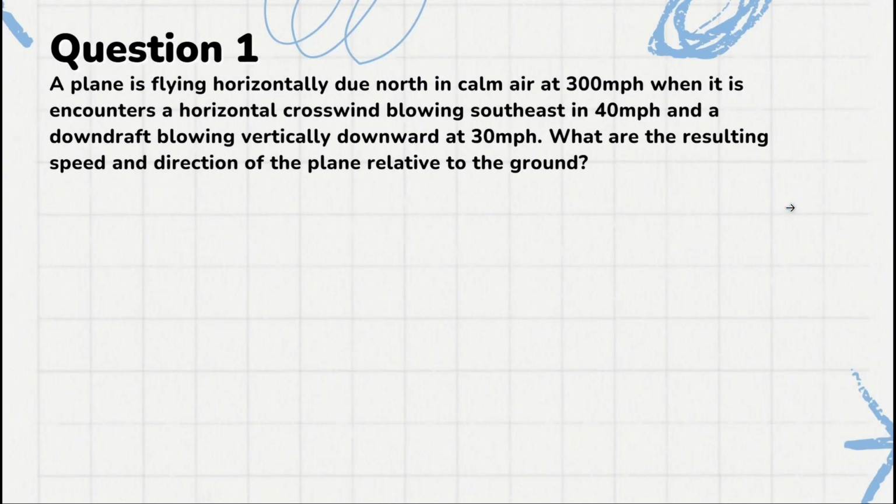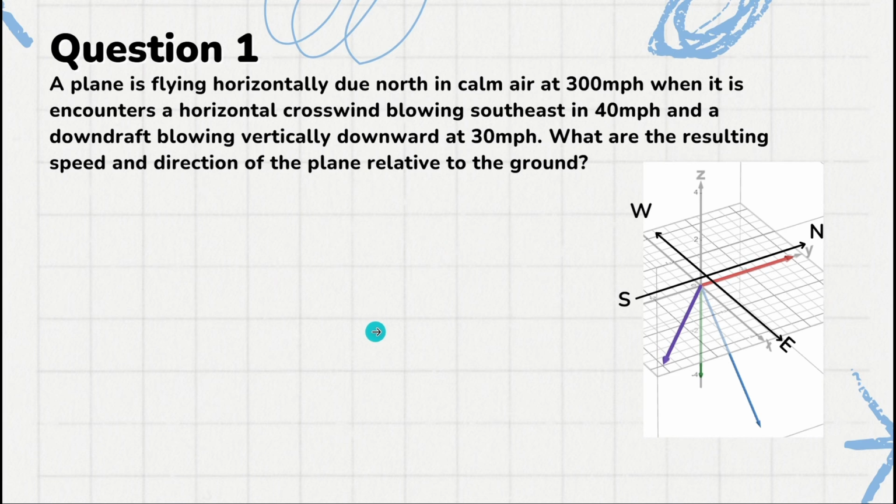To give a better understanding of vectors, we have prepared 3 questions. Question 1 is about an airplane flying horizontally due north in calm air at 300 miles per hour when it encounters a horizontal crosswind blowing southeast at 40 miles per hour and also a downdraft blowing vertically downward at 30 miles per hour. We need to calculate the resulting speed and direction of the plane relative to the ground.